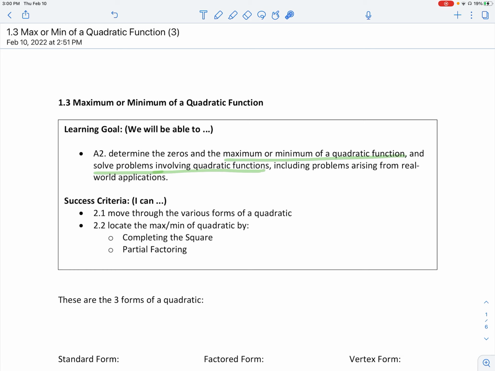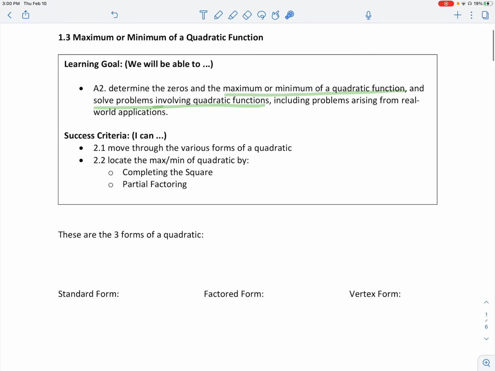Our success criteria: we can move through the various forms of a quadratic. In a moment, we're going to talk about the three different forms for quadratics, and we need to be able to move between those various forms. Our second one is to be able to find the maximum of a quadratic by either completing the square, something we will need to review, or partial factoring, something new that we will need to learn.